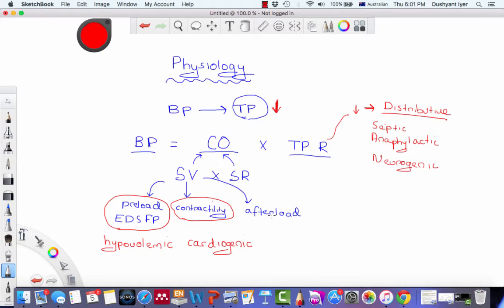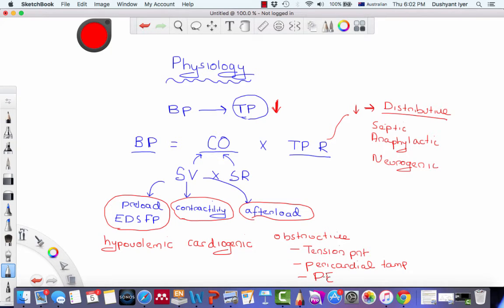right? And then there's problems when you have too much of an afterload, too much resistance to pump against. And we can think of the obstructive shocks in this category. Your common obstructive shocks are things like your tension pneumothoraces, your pericardial tamponades, and your massive pulmonary embolisms.